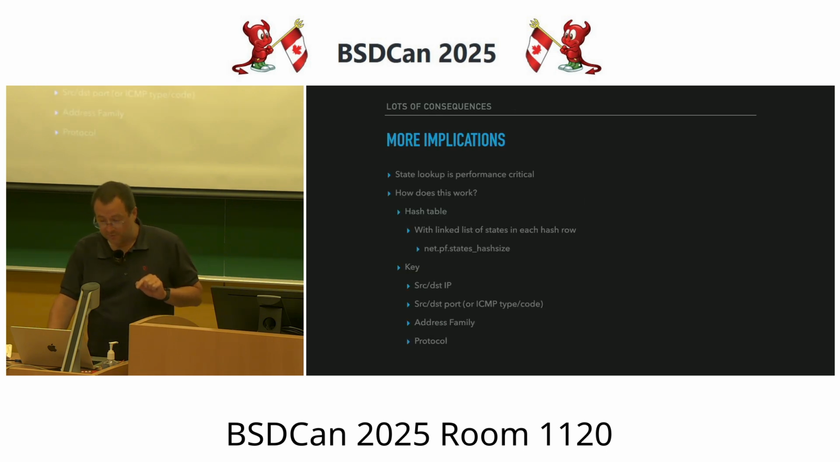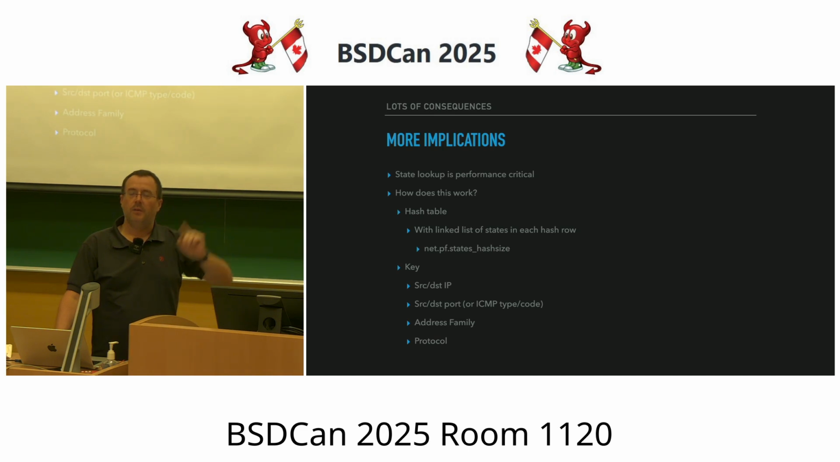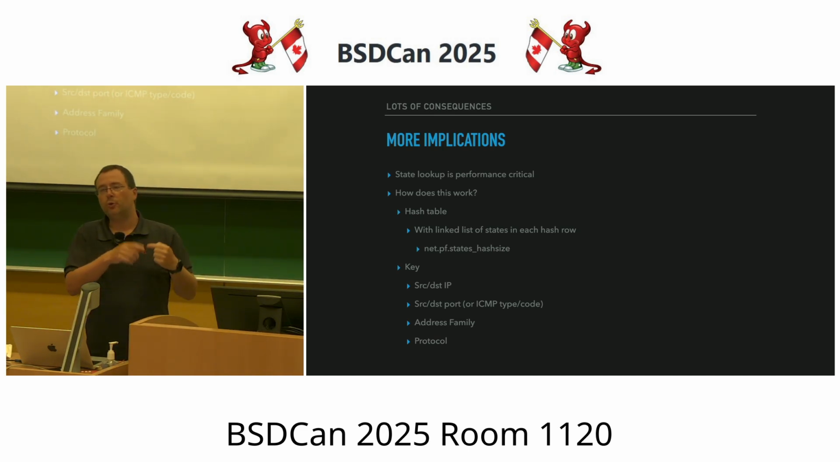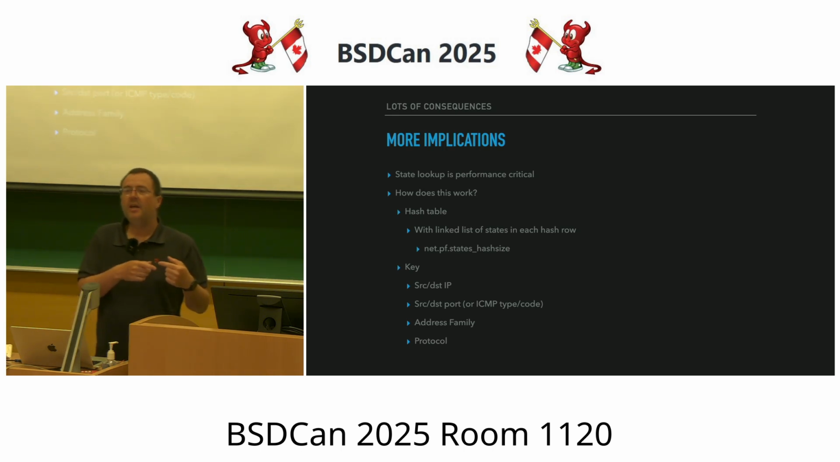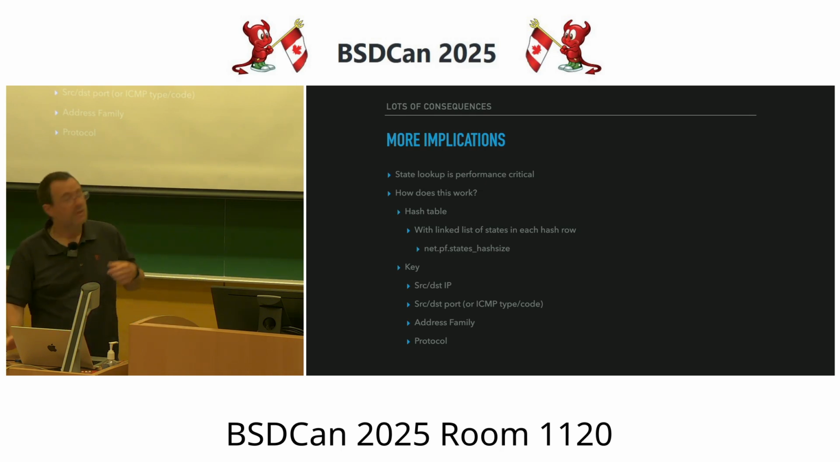More implications of this. State lookup is incredibly important for PF performance, because for any given connection, we're only going to do rules evaluation for the first packet or maybe the first 2 packets. Everything after that is a state lookup and an output. So when you're benchmarking how many packets you can throw through this firewall per second, it's the state lookup that's important. So how does this work?